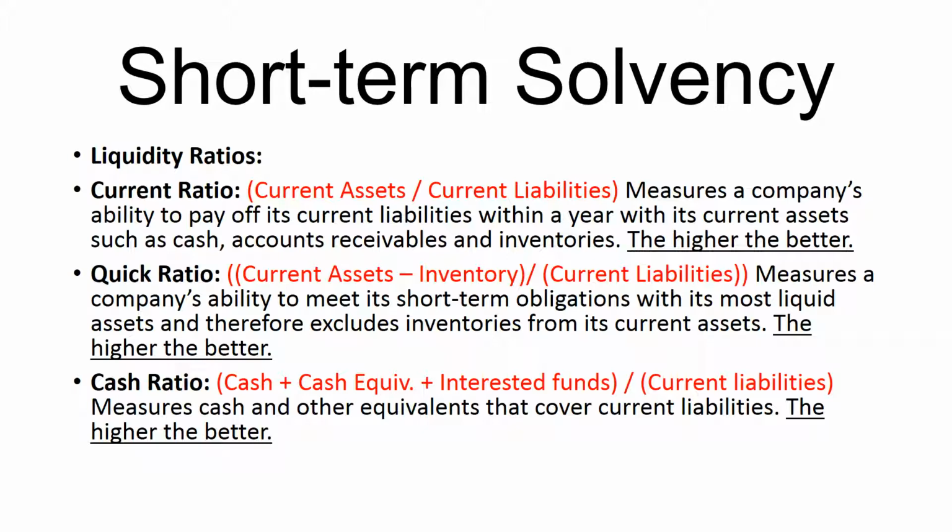The second ratio we're going to be using is the quick ratio. Quick ratio and current ratio are pretty similar. The only difference is that quick ratio subtracts inventory from current assets. And this is because quick ratio measures a company's ability to meet its short-term obligations with its most liquid assets. The third ratio we're going to be using is the cash ratio. Cash ratio measures cash and other equivalents that cover liabilities.